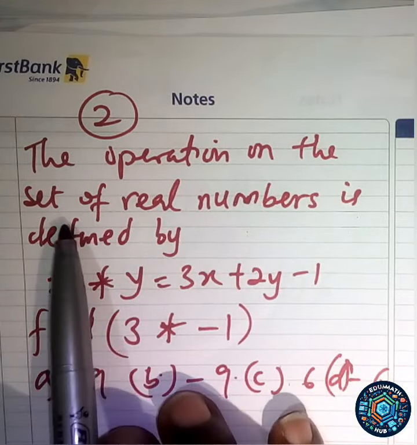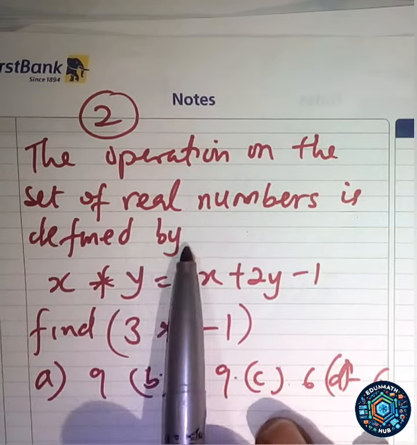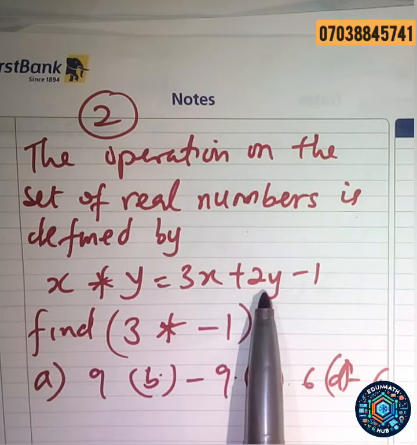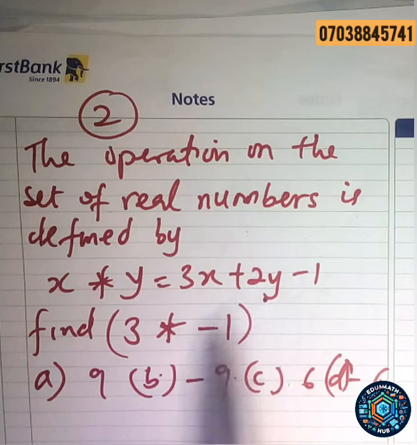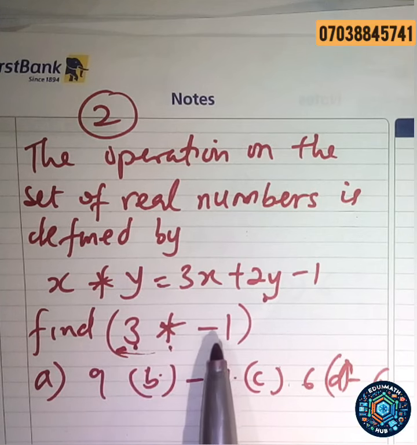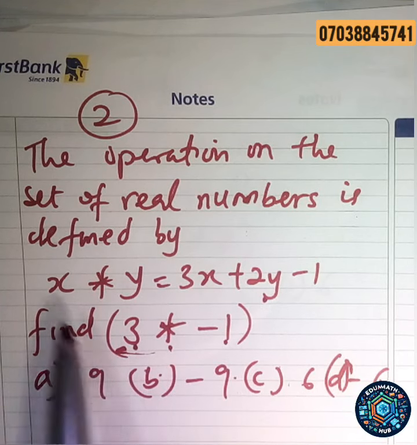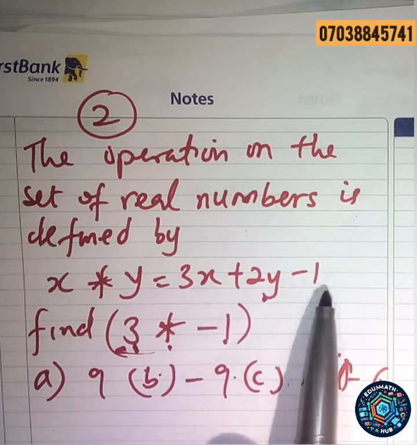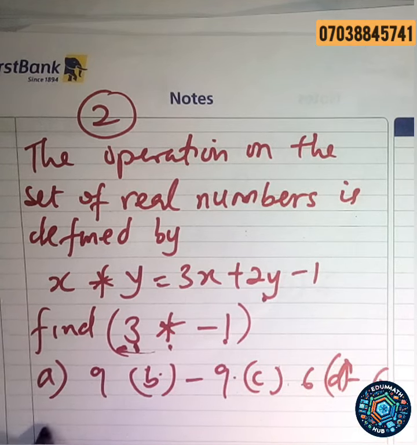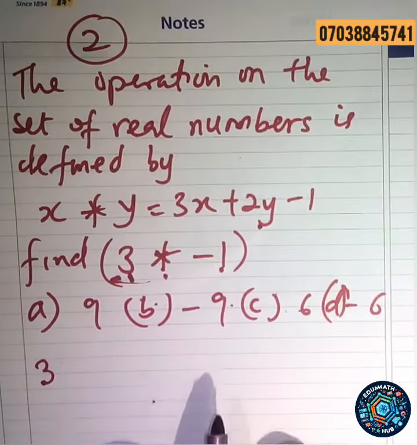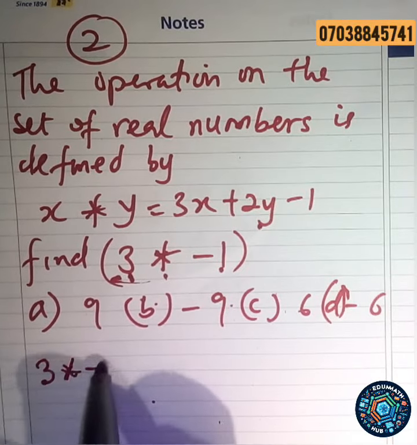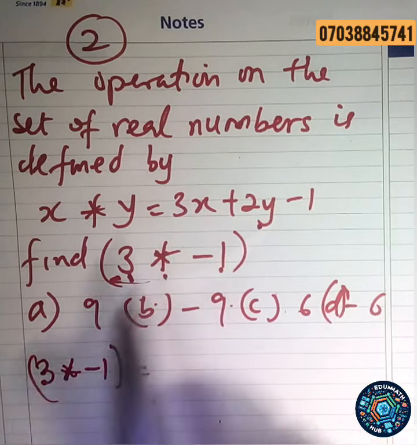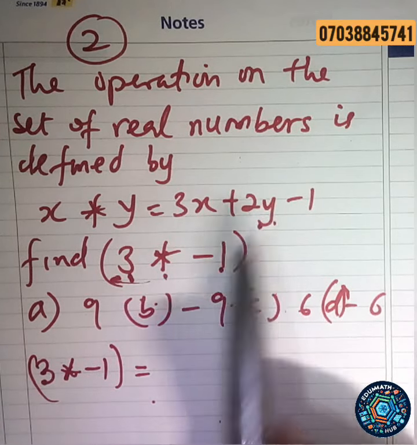The operation on the set of real numbers is defined by x operator y is equal to 3x plus 2y minus 1. And you have to find 3 operator minus 1. That means x is standing as 3, y is standing as minus 1, and this is the formula joining them together. So you're going to write 3 operator minus 1. So we come back here. Anywhere you see x, write 3. Anywhere you see y, write minus 1.